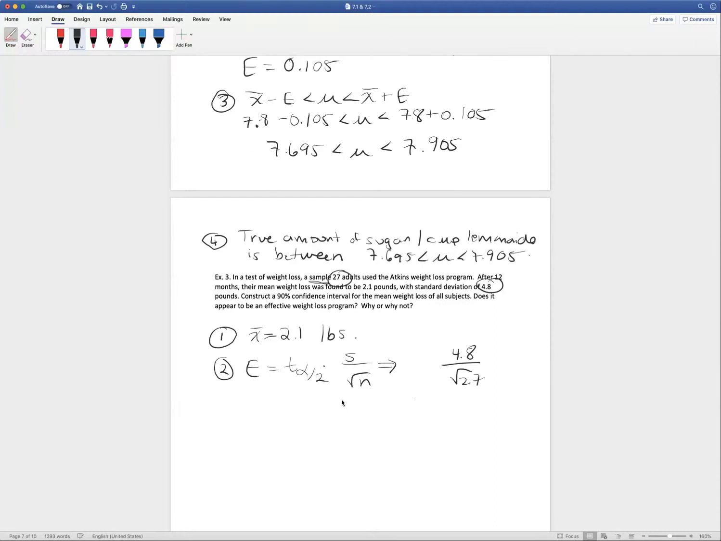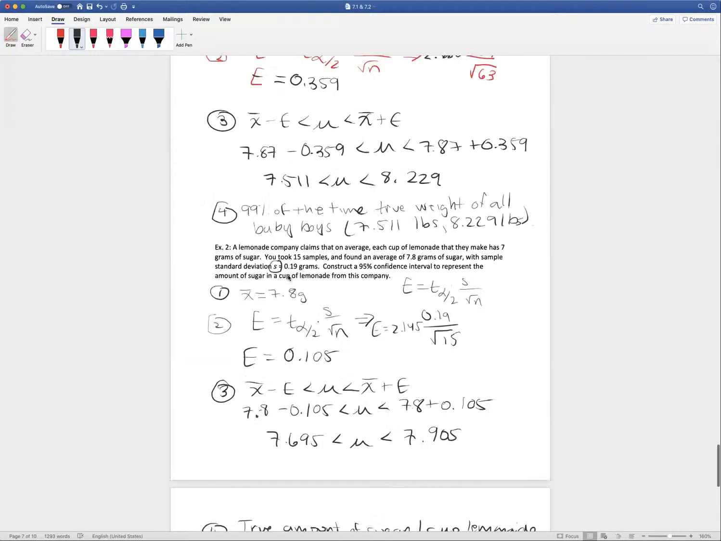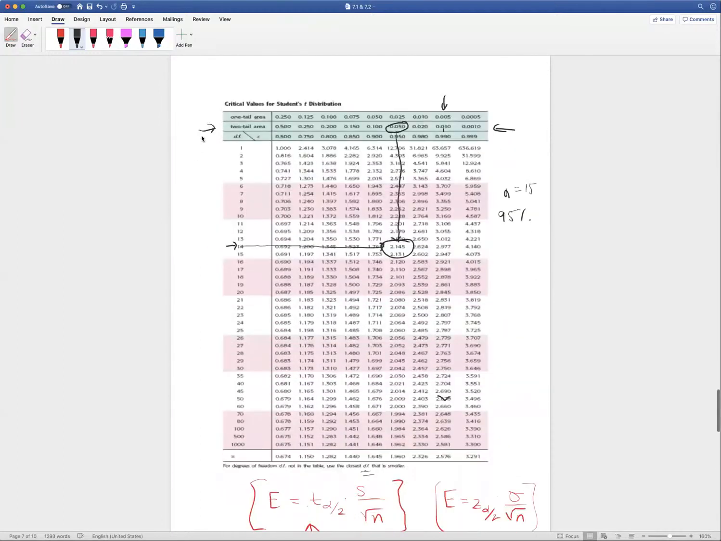T alpha over 2. We have a sample size of 27 and we want to be 90% confident. A sample size of 27 means that we have 26 degrees of freedom. We want to be 90% confident, so 90% confident means to think about 100% minus 90% gives us an alpha level of 10%.